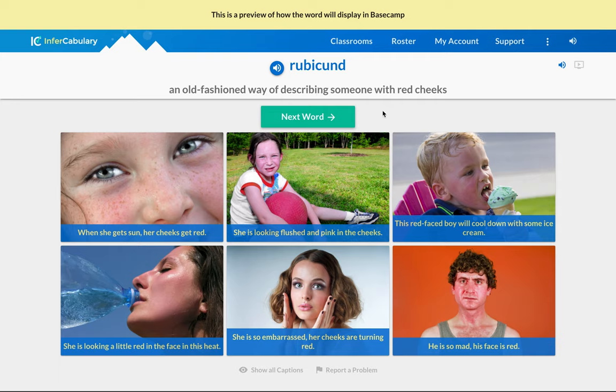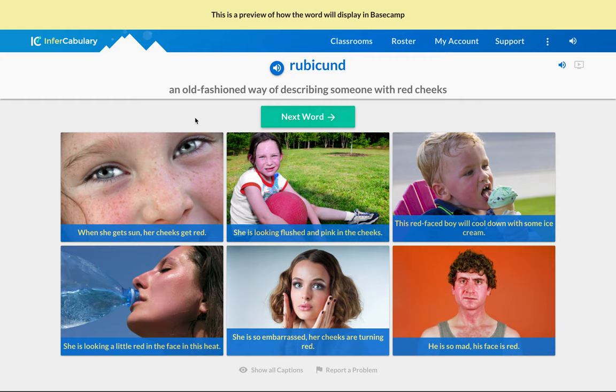So you can bring this word back in your writing and talk about maybe a situation when you were rubicund, or you know, your face was rubicund, or someone you know. So take a moment to write a definition.